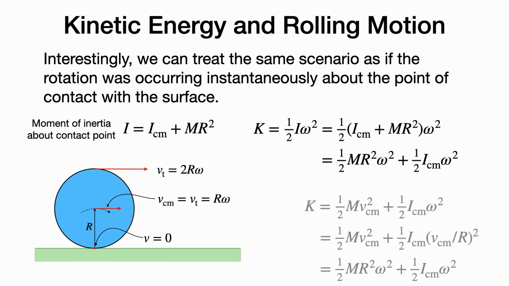Until you become more experienced with rotating systems, it's probably best to always calculate the total kinetic energy of the object as the sum of the translational kinetic energy of the center of mass plus the rotational kinetic energy around the center of mass. Otherwise, you might accidentally add in the translational kinetic energy twice.